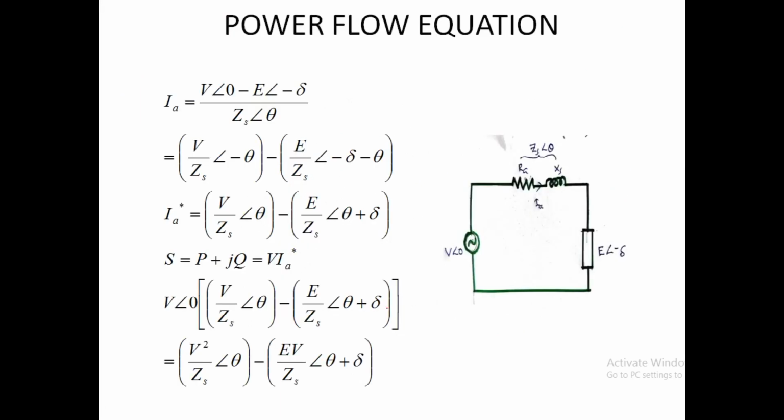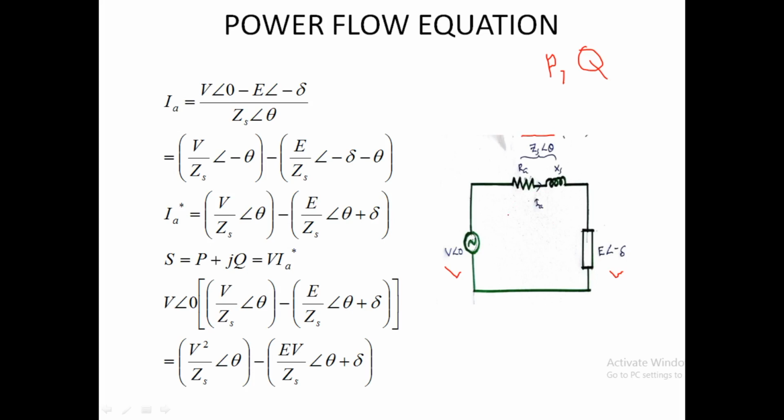Now we are discussing the power flow equation. Power flow equation means we have to find P and Q, the two powers we have to consider: active power P and reactive power Q. So we can represent the synchronous motor like this. In a generator, the source is E, and across the load we get V. But in the case of a motor, the source is V angle 0, and across the load we get E angle minus delta. The entire machine is represented with resistance Ra and reactance Xs, or we can say impedance Zs angle theta.